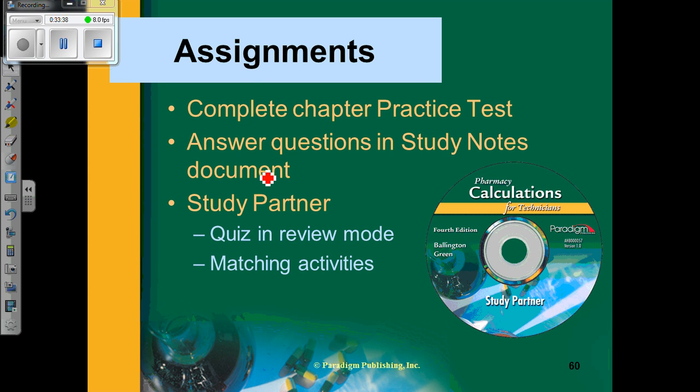Again, your assignments are to complete the study partner quiz and email those to me. So make sure you send me your study partner quiz. I would suggest doing the practice test first, which is in the back of the chapter, or you can do the practice quiz on the CD as well. And then you need to take the chapter 3 test that's on Blackboard. Please email me if you have any questions.